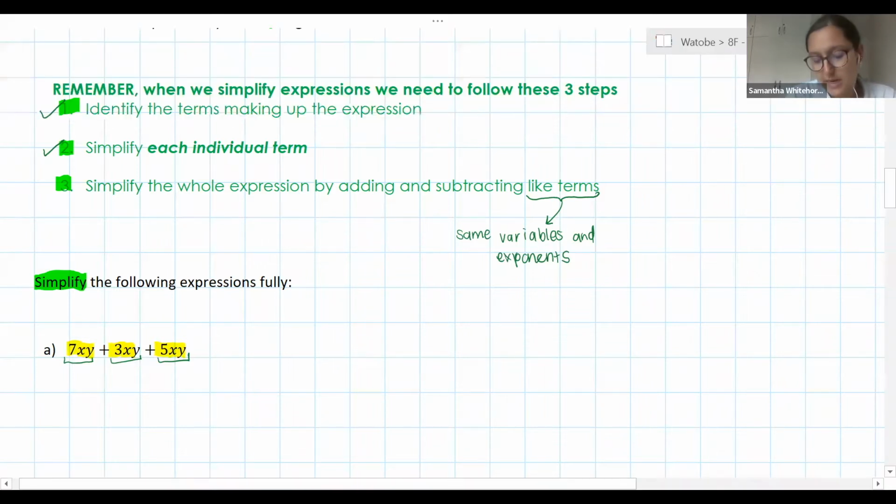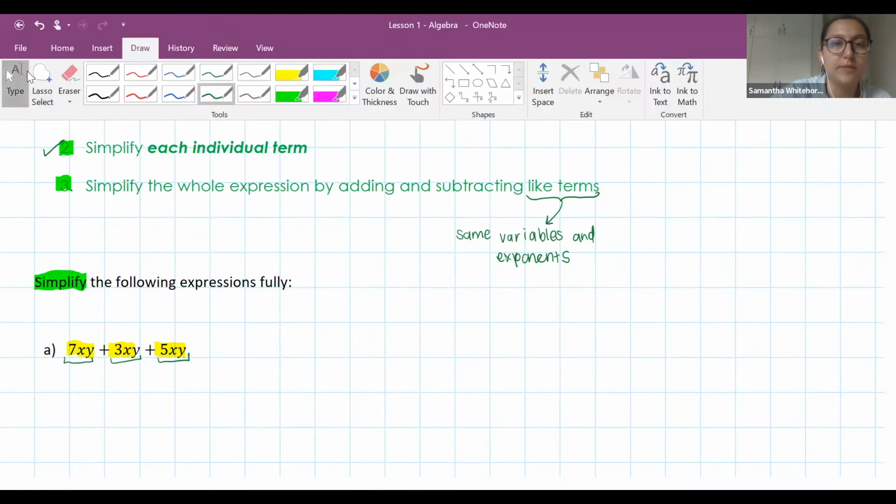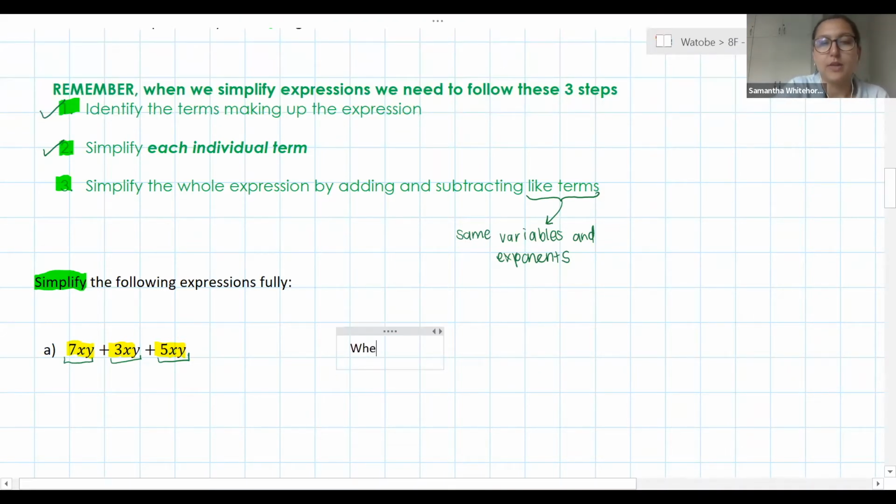Now, obviously, you can do this on a calculator because we're just adding 7xy plus 3xy plus 5xy. Remember, when you add and subtract like terms, I'm just going to do it here. So when we add or subtract like terms, the exponents don't change.